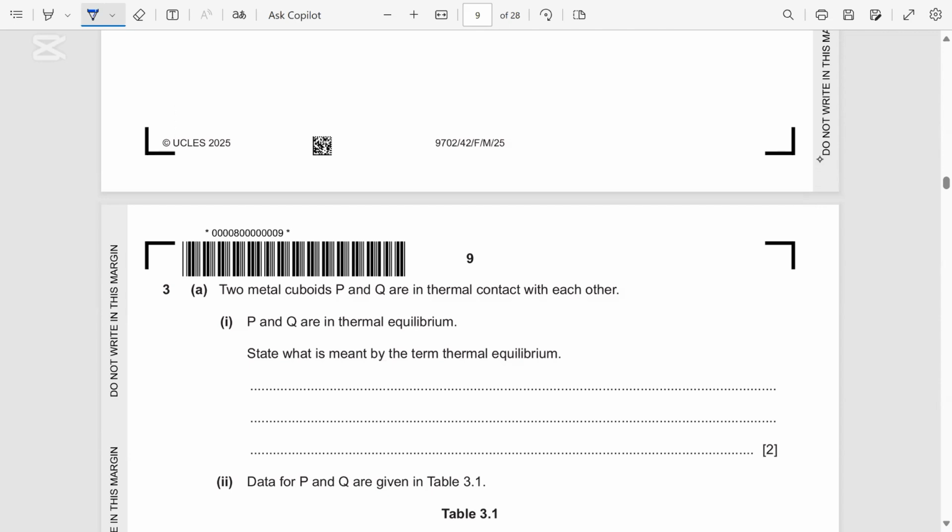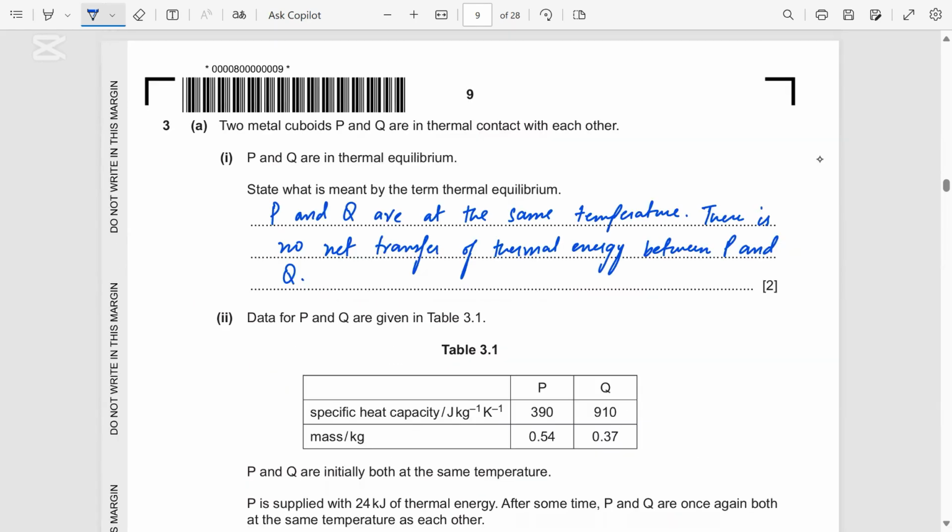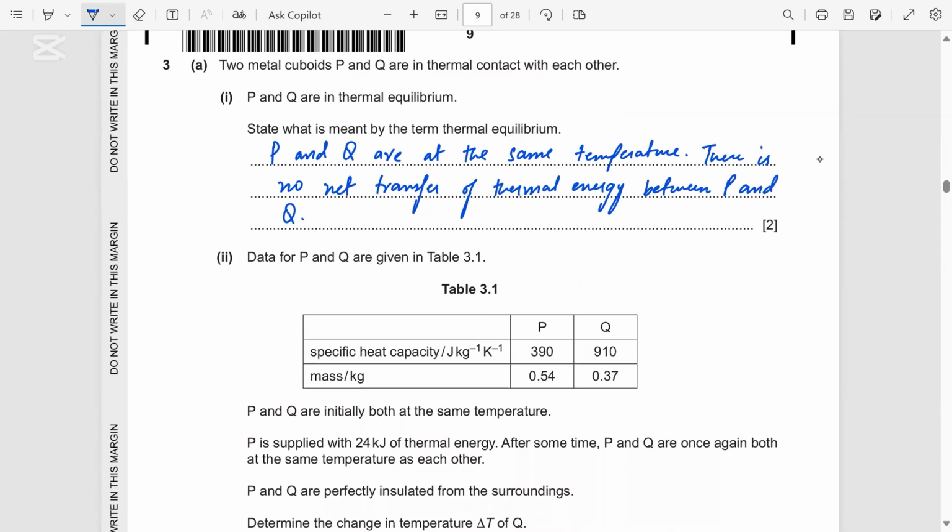I'm going to write here that P and Q have the same temperature and there is no net transfer of thermal energy. Data for P and Q are given in table 3.1.